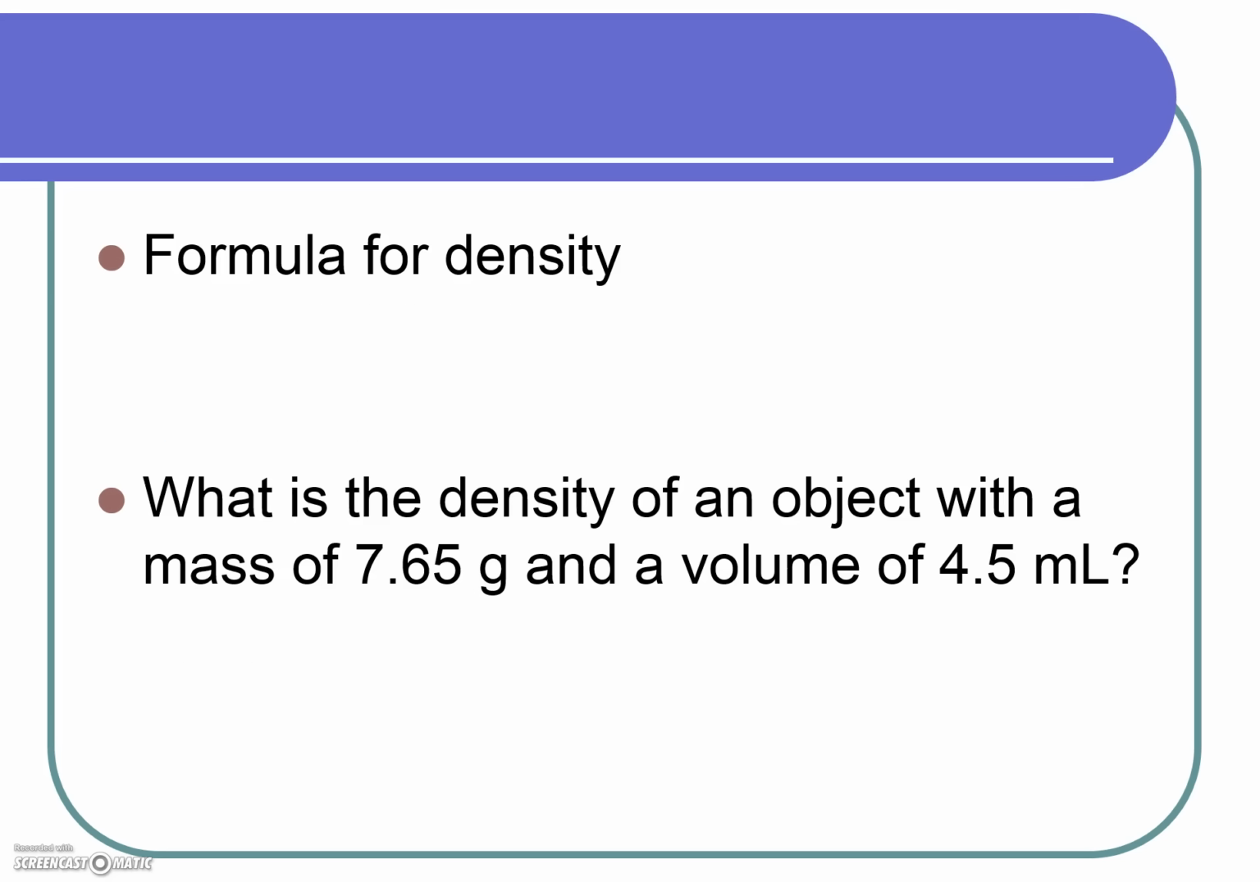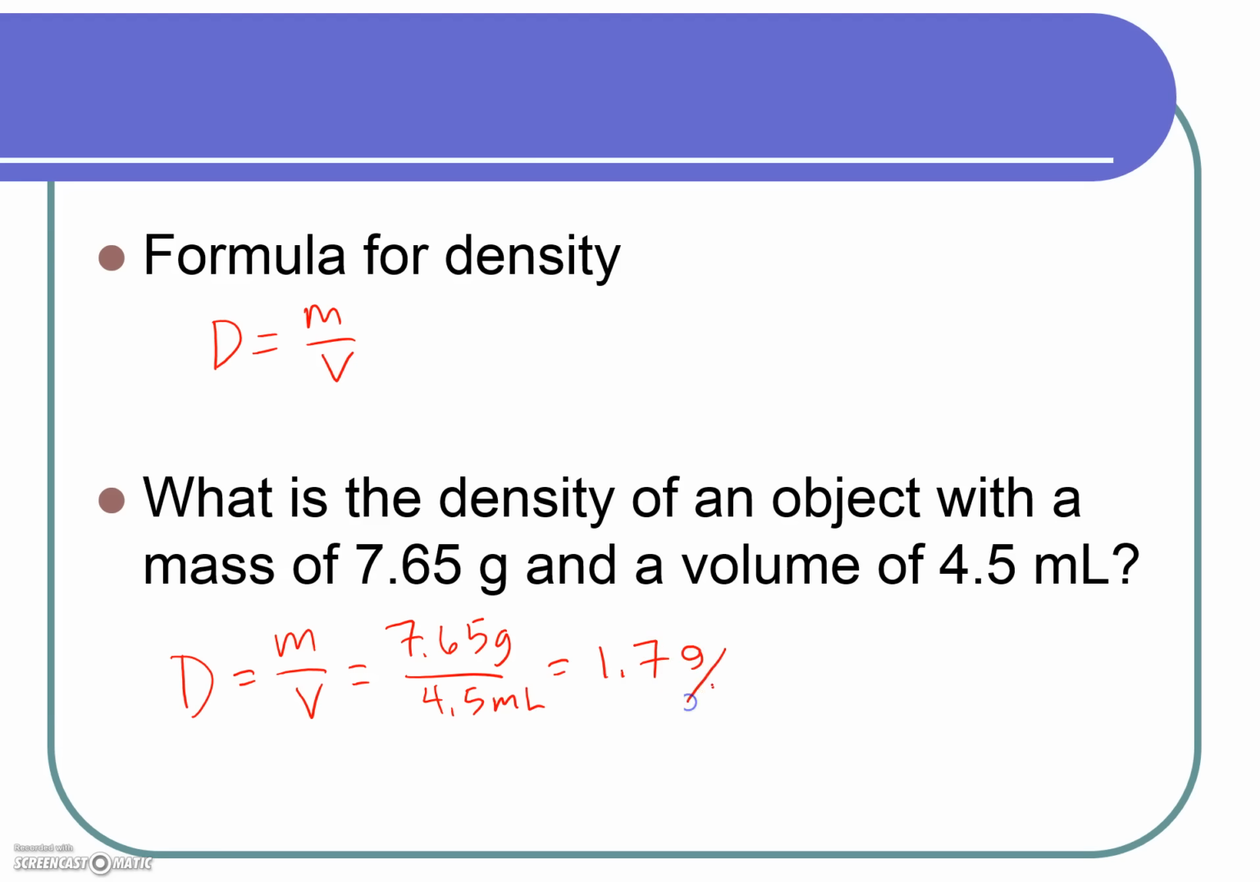So let's look at density real quick. The formula for density is D equals M divided by V. What is the density of an object with a mass of 7.65 grams and a volume of 4.5 milliliters? Well, we'll use our equation. D equals M over V, and then I'll substitute in 7.65 grams over 4.5 milliliters, which is equal to 1.7 grams per milliliter. Notice my significant figures. This is a division problem. 4.5 has two significant figures, so therefore my answer must also have two significant figures.